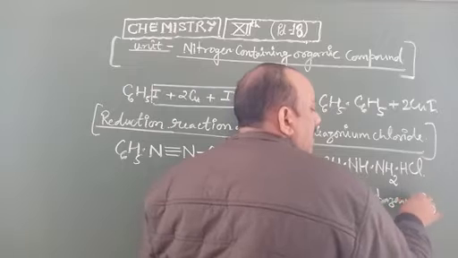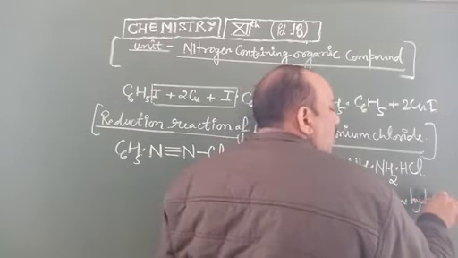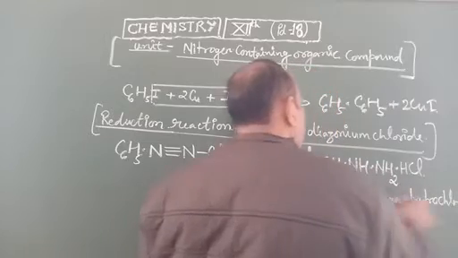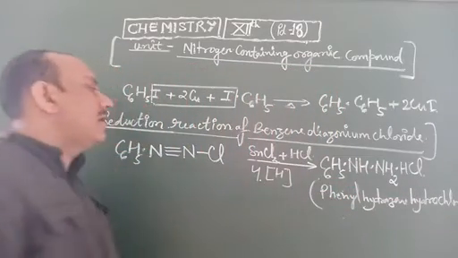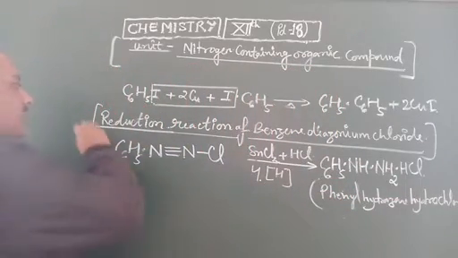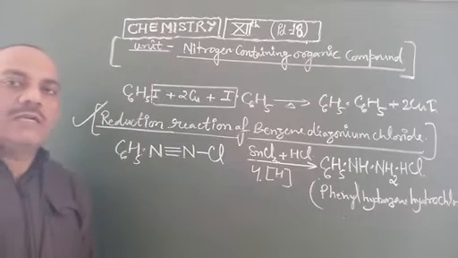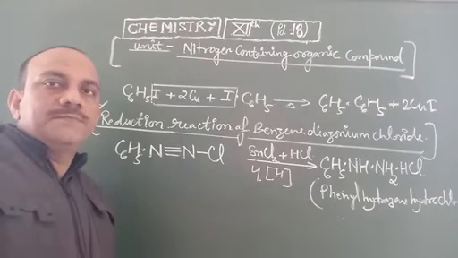This is the addition product of this reaction, and this product is known as phenylhydrazine hydrochloride. It is an addition product. Also it is said to be a reduction product of benzene diazonium chloride.